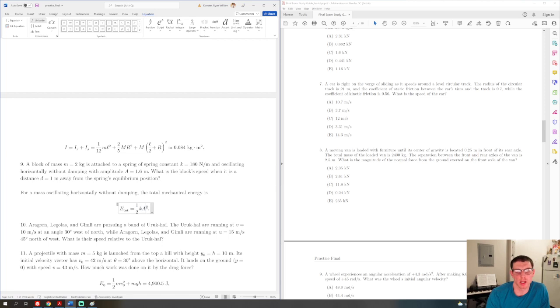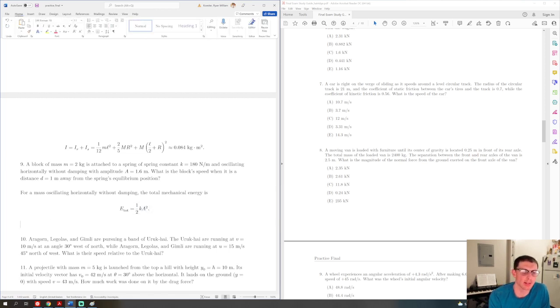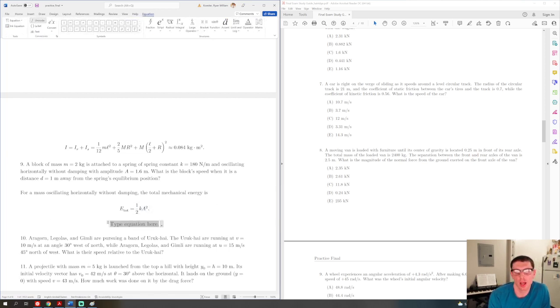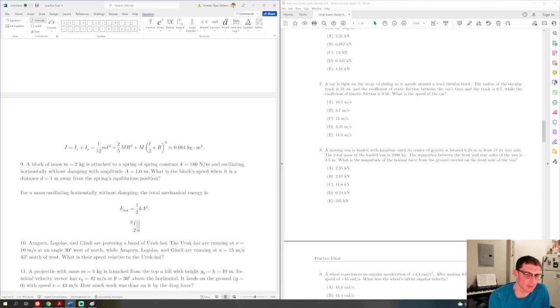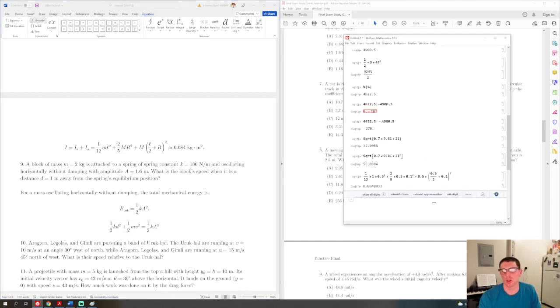So with this in mind, we can say that when the block is at a distance d away from the equilibrium position, the energy is 1/2 k d squared, which is the elastic potential energy, plus 1/2 m v squared. And we just say that this is always equal to 1/2 k a squared for this kind of situation. So we just do the algebra.